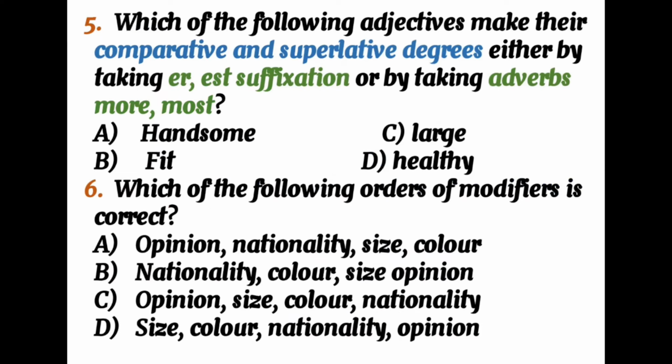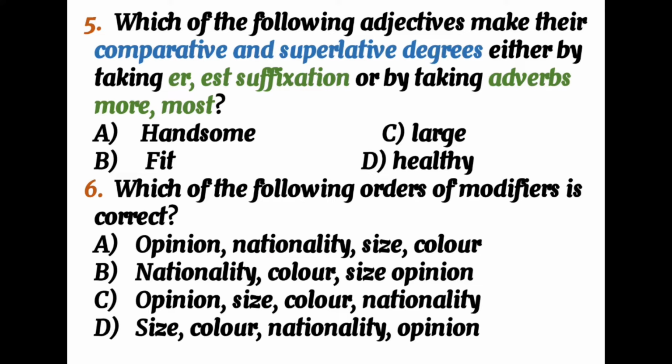The next thing is, which of the following adjectives make their comparative and superlative degrees either by taking ER/EST suffixation or by taking adverbs more or most? As you know that these are 2 methods that most adjectives follow when they make their comparative and superlative degrees. 2nd degree and 3rd degree, as they are usually called, right? So again, it is very odd and strange when we say 3rd degree, because that refers to something else. You know, it is a sort of torture that is done on culprits in order to elicit the response from them and make them confess their crimes.